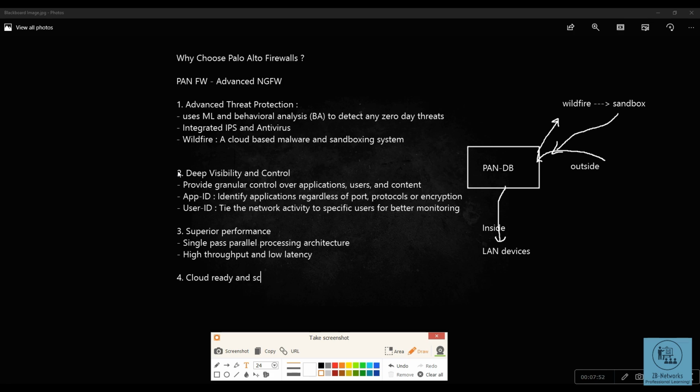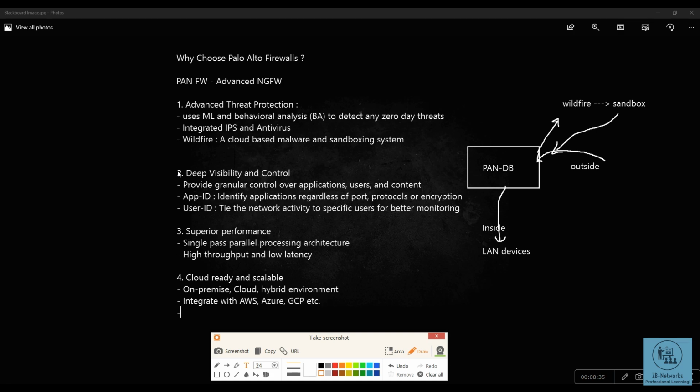And it is highly scalable, right? That means you can deploy the Palo Alto firewalls either on premise, or on any cloud platform, or in any hybrid environment as well. It can integrate with APIs, and with AWS, Azure, Google Cloud, I can say GCP, etc. Other cloud platforms are also supported for cloud security, right?